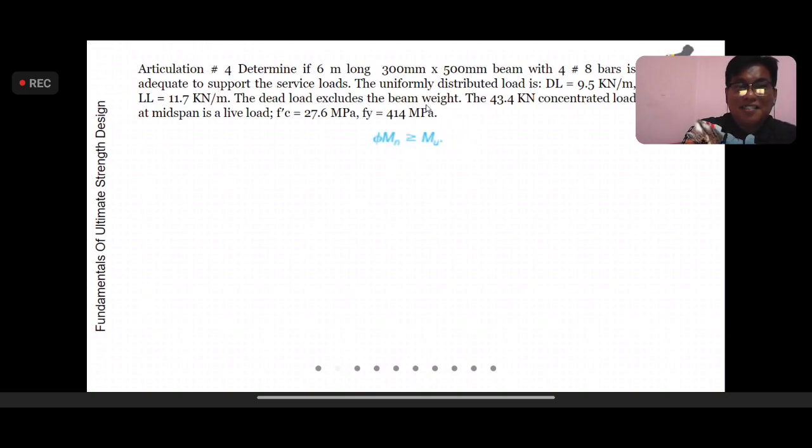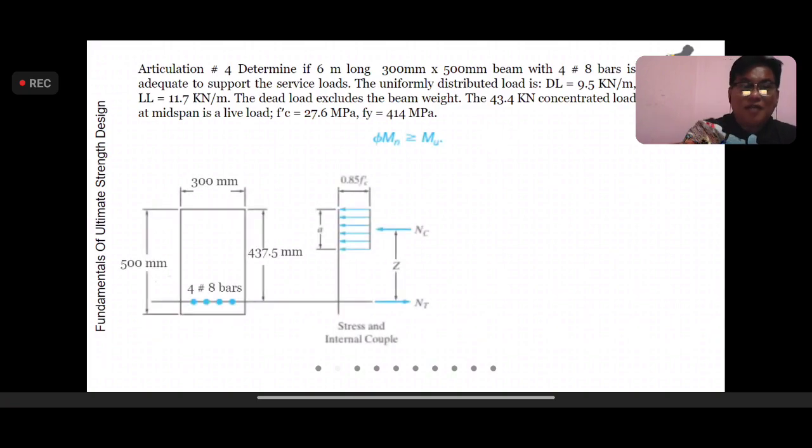So itong articulation number 4, we are challenged to determine if this is adequate. Ayun na yan. I-compare natin. Siyempre, by virtue of what we learned in the strength of deformable bodies, simply supported pa ito. Simply supported. So, i-support niya lang ng ganito, may dead load, may live load. So, ibig sabihin, may factor tayo na ganito. Pero ito muna yung set.